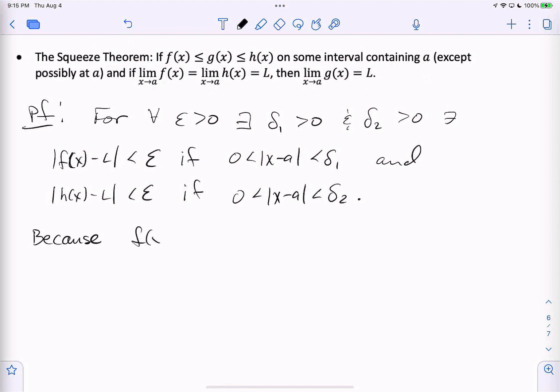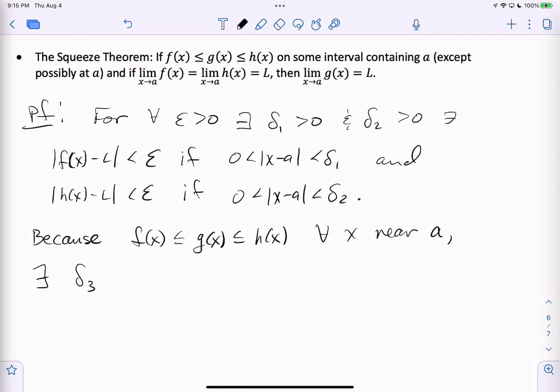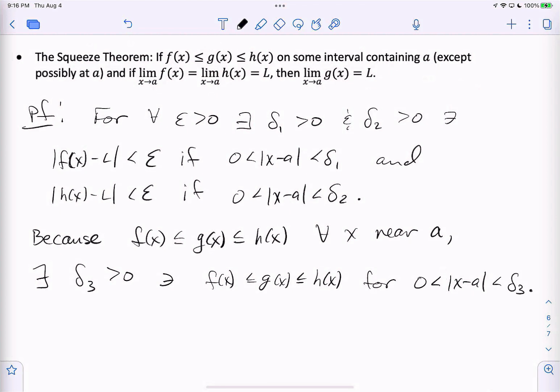Because f of x is less than or equal to g of x, which in turn is less than or equal to h of x, for every x near a, we can say that there exists a third delta, delta 3, that's positive, such that f of x is less than or equal to g of x, which is less than or equal to h of x. You just wrote that, I know, but I want to be able to say that that's true if x minus a in absolute value is positive and less than delta 3.